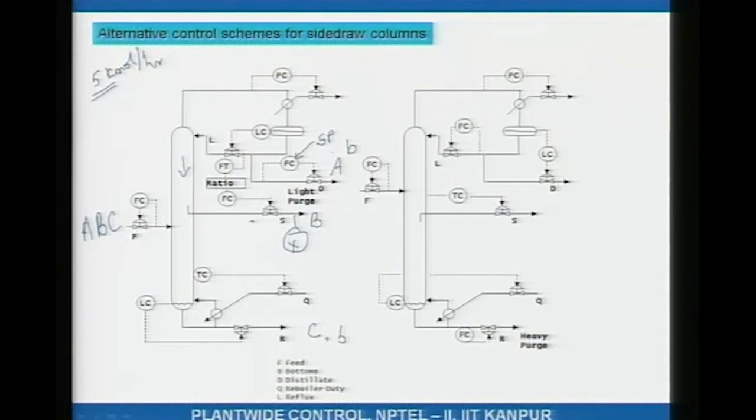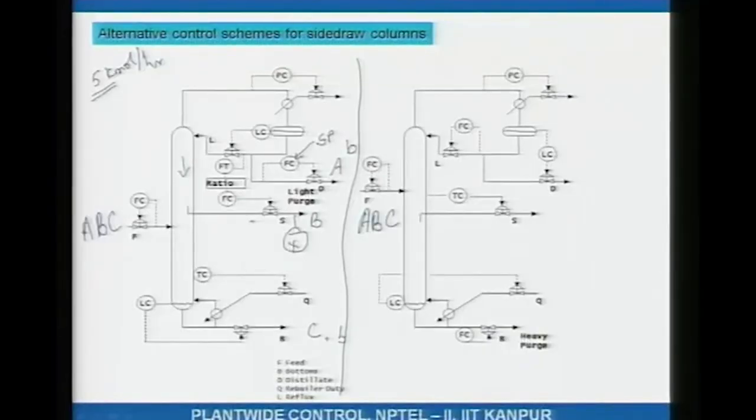Okay. Here is the other scheme, and what we are doing here is, here you have a vapor side draw, and you would use a vapor side draw when the amount of C in the ABC mixture is very small. So, the feed stream is essentially AB with a little bit of C. So, that little bit of C is being removed down the bottoms. Since you are removing that little bit of C down the bottoms and you do not expect that C flow rate to go beyond a certain maximum, what I do is I hold this bottoms at that maximum flow rate.